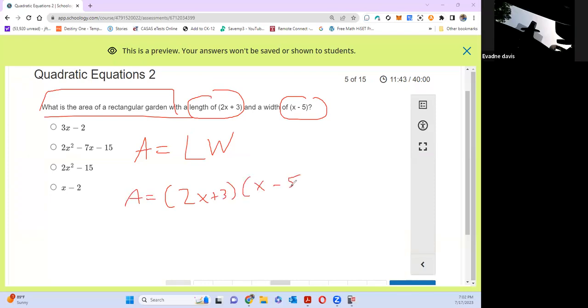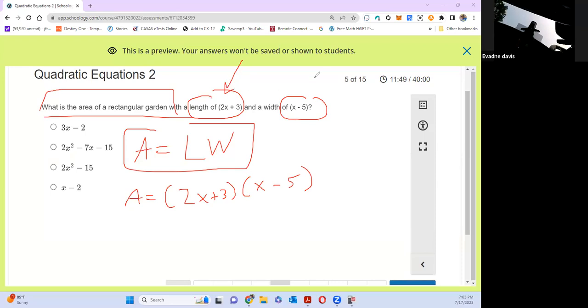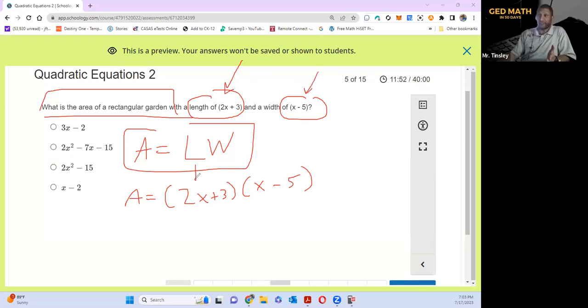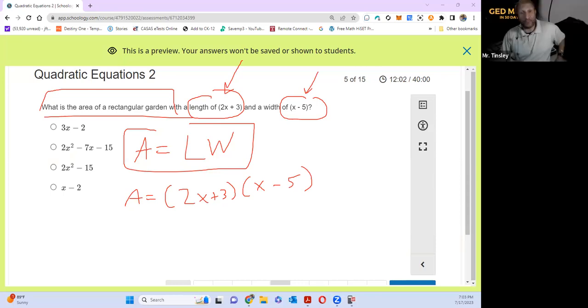Again, this is an easy problem. Yep. So you start with the formula from the formula sheet. Identify your givens. Plug in. So 2x plus 3 times x minus 5. All you should be doing here is multiplying binomials. If you do not know how to multiply binomials, then you need to get practice.